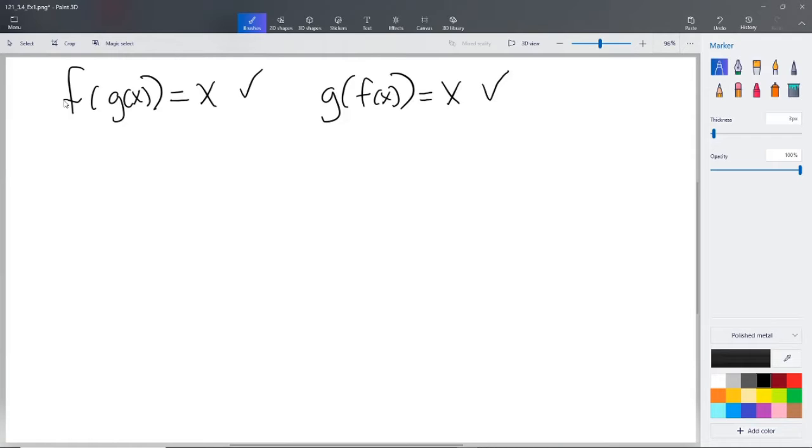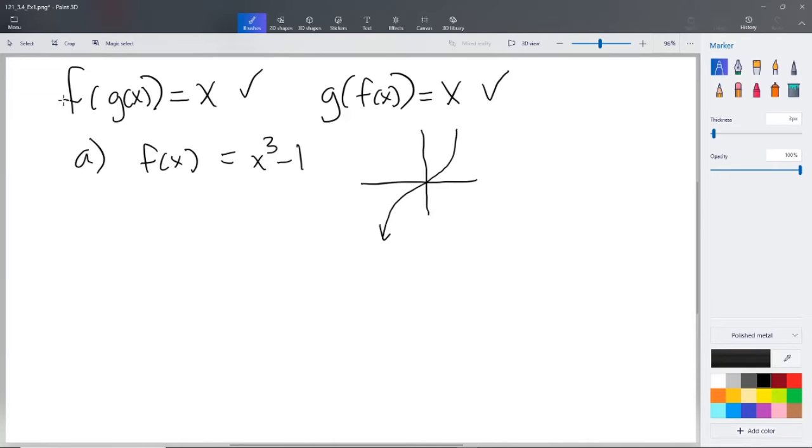So on example 4 on page 278, part A says, determine whether x cubed minus 1 has an inverse function. Well, the answer to that is yes. We just did this in the last example. But for a refresher, for any of you who may have skipped over that example, we would graph the function. Then we would check the horizontal line test. If we draw a horizontal line through this, it passes. So this is a one-to-one function, which means it does have an inverse.